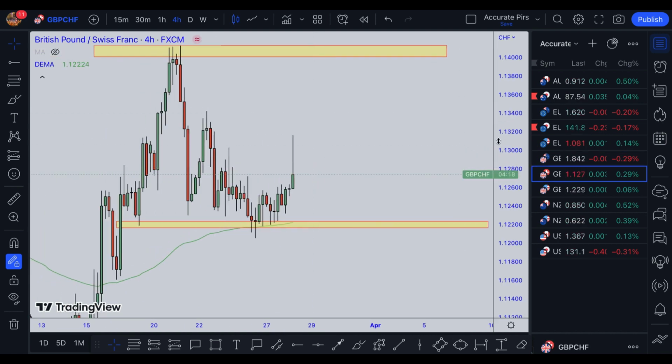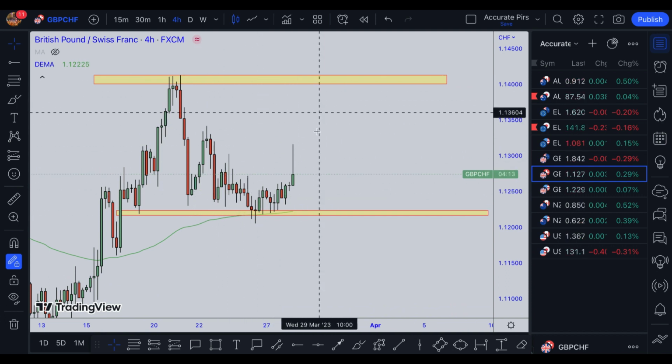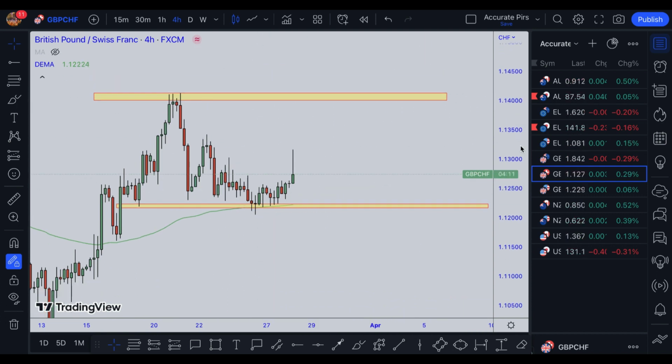GBP CHF, similar to GBP AUD, but we have a bit more structure on GBP CHF with this support level right here. You can see the market has come back down to this level, tested this support area, and you can see all these wicks, and it's failed to break it, and it looks like it's pushing back towards the upside. So that's probably a trade we missed out on GBP CHF. This all started happening on Friday and Monday, the two days I don't trade.